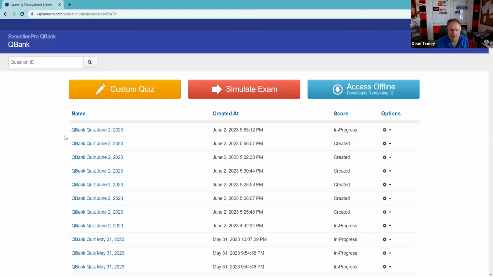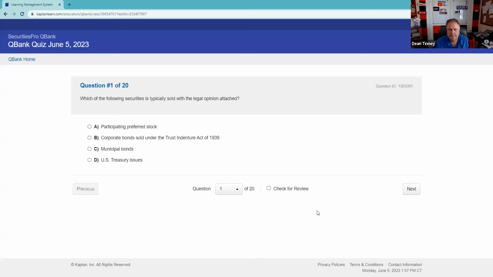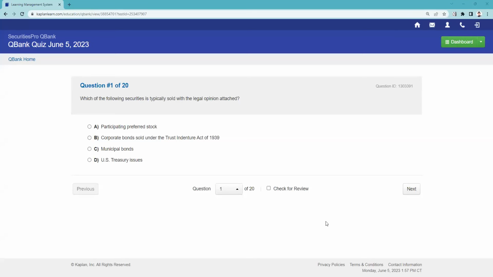Okay, so which of the following securities is typically sold with a legal opinion attached? Oh, I can't see it. You can't see it. Okay, well, let's. I still see the dashboard. Oh, you see the dashboard. Okay, hold on. Let me stop share. Boom. How about now? Oh, okay, I can see it now.